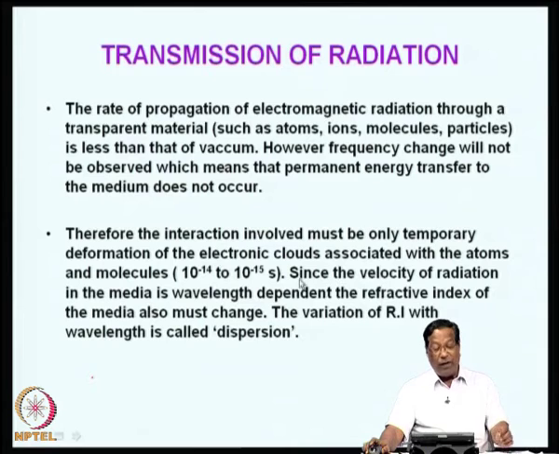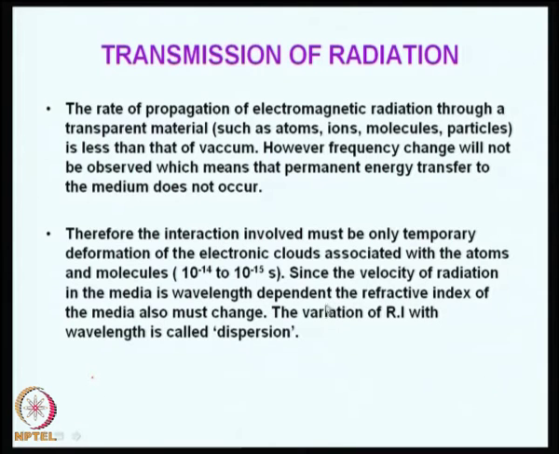Since the velocity of radiation in the media is wavelength dependent, the refractive index of the media also must change. The variation of refractive index with wavelength is called dispersion. So, essentially what we are talking about is the interaction of electromagnetic radiation with materials, not the samples or analyte. The variation of refractive index is called dispersion.